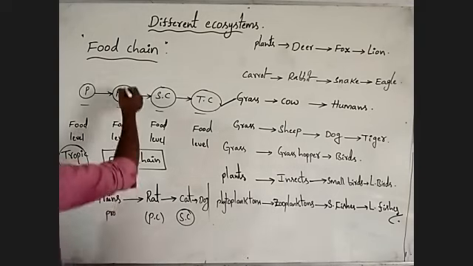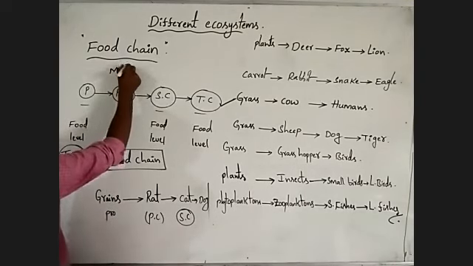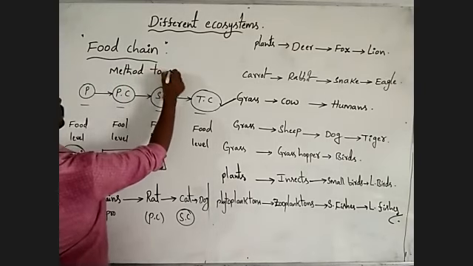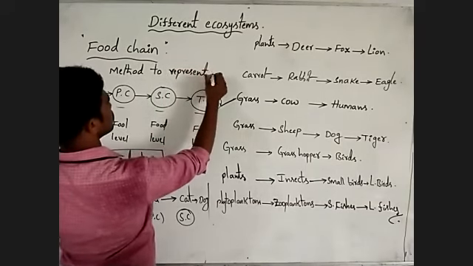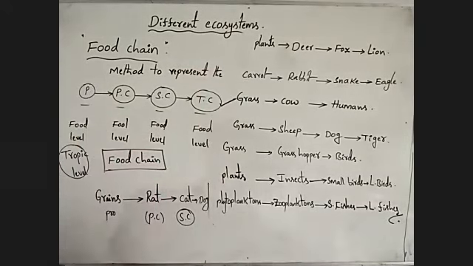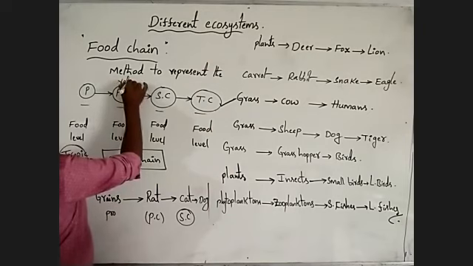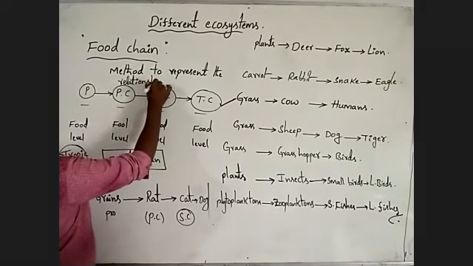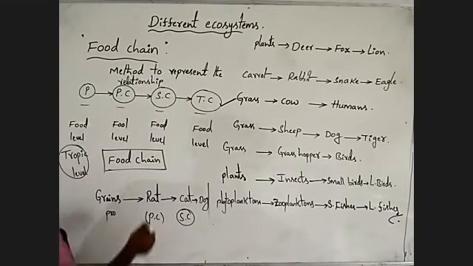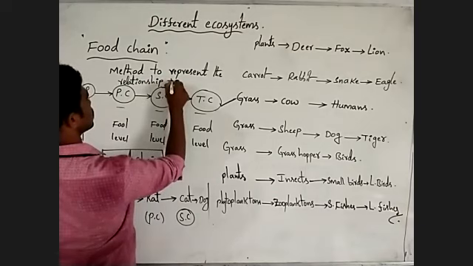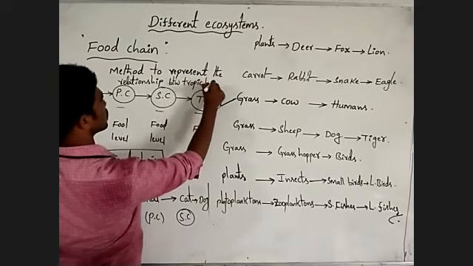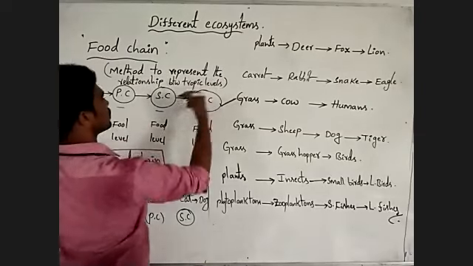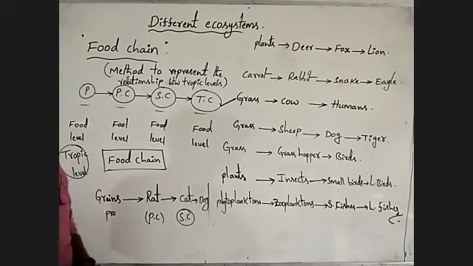Okay, observe, a food chain is a method to represent the food relationship between the trophic levels. This is a method.